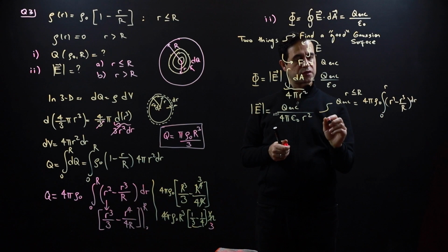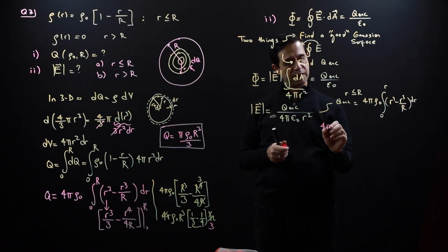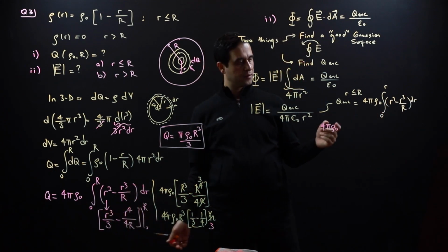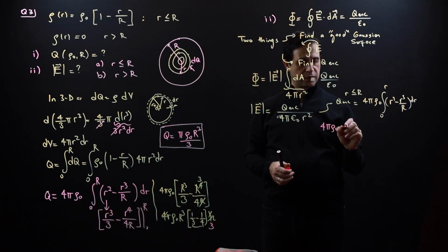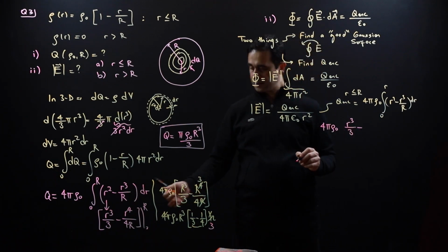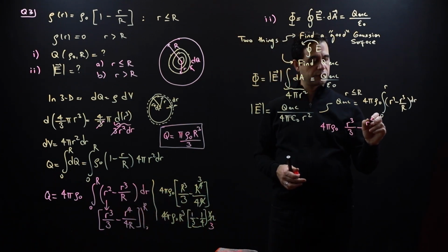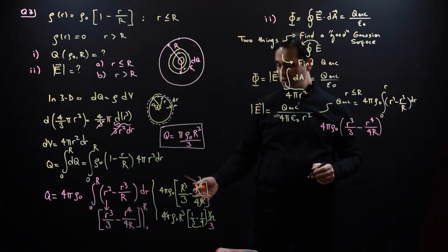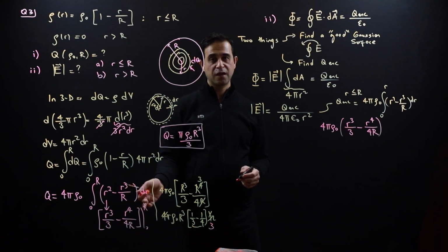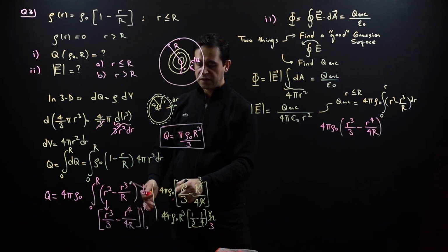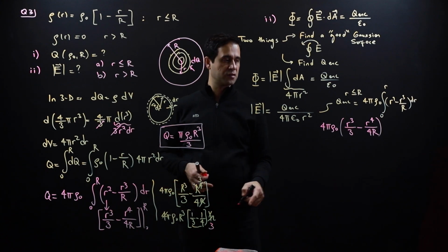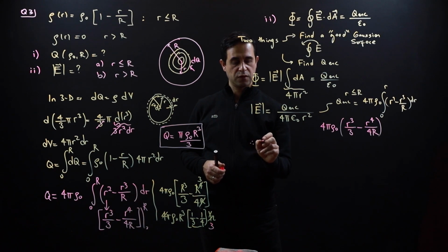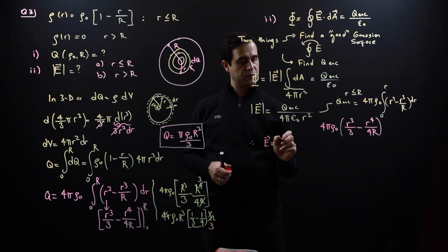This will be, let me change colors, 4 pi times rho 0. I already did that integral here, right? So that's r cubed divided by 3 minus r to the 4 divided by 4 times capital R. Now remember that the range is from 0 to small r, not capital R. So that's why I'm not going to get this capital R substitution here and then cancellation and so forth. It will remain here. Okay, so therefore, what is the magnitude of the electric field?